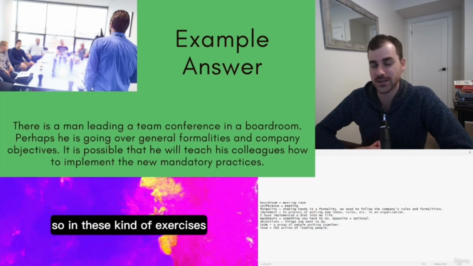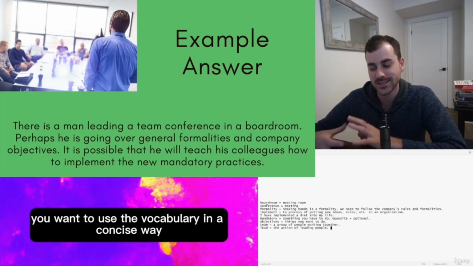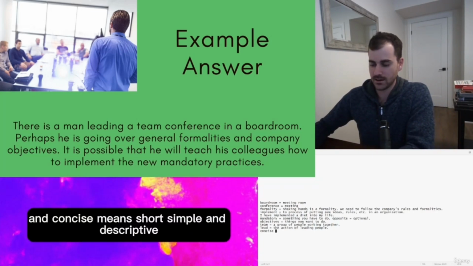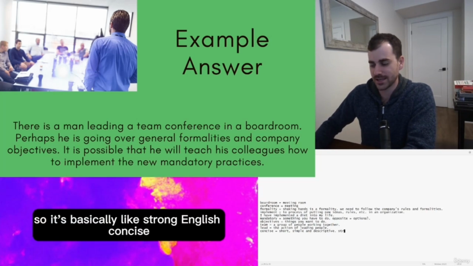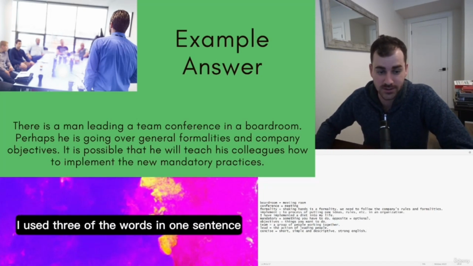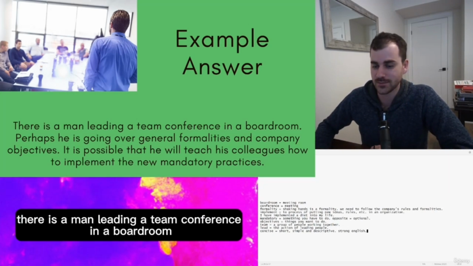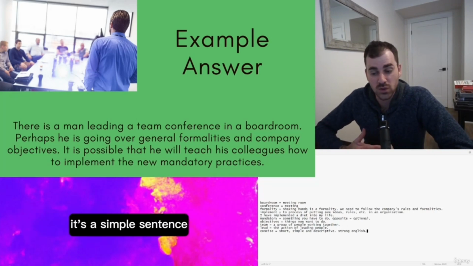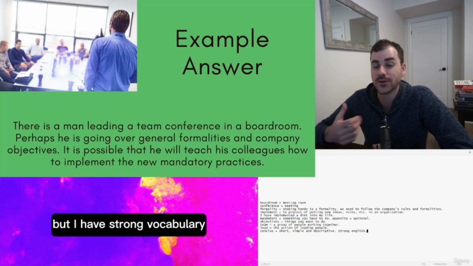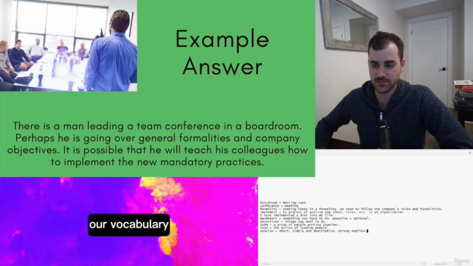So in these kind of exercises, you want to use the vocabulary in a concise way. And concise means short, simple, and descriptive. So it's basically like strong English, concise. As you can see in my example answer, I used 3 of the words in one sentence. There is a man leading a team conference in a boardroom. It's a simple sentence, but I have strong vocabulary. And that's what we need to do if we want to improve our vocabulary.